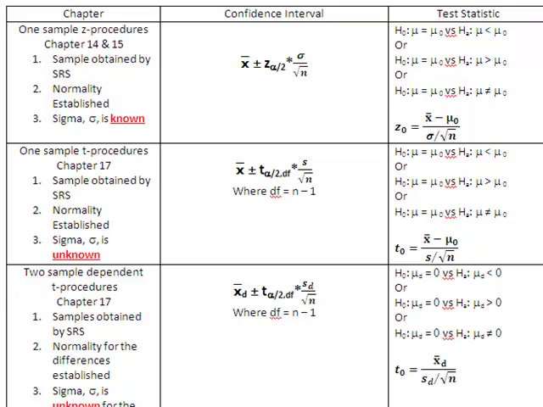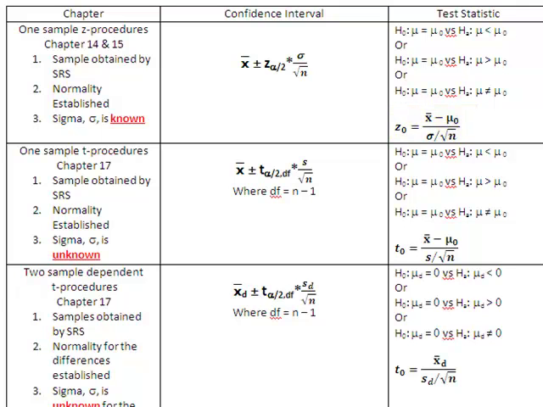And for our test of significance, we see all the null and alternative hypotheses and how we calculate our test statistic, which is just the statistic minus the value in the null hypothesis, or the mean in our null hypothesis distribution, divided by the standard error in our null hypothesis distribution. That's the sigma divided by the square root of n.